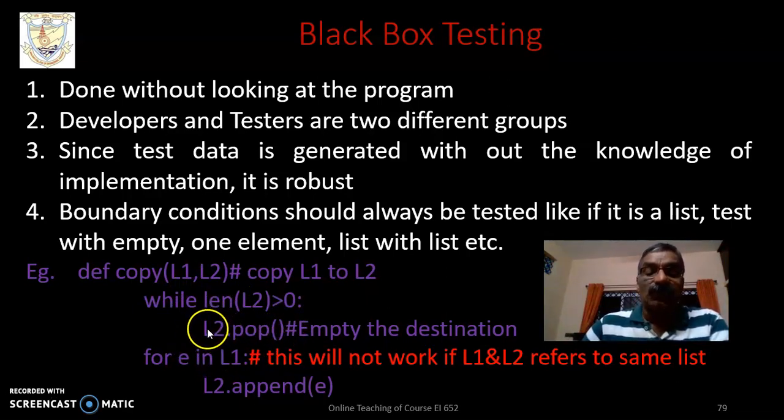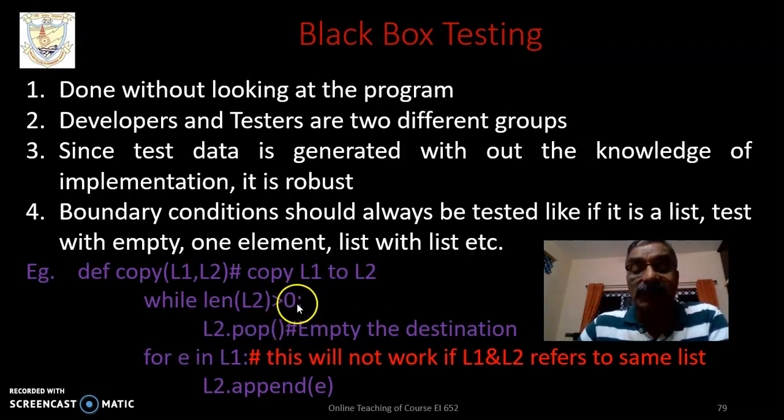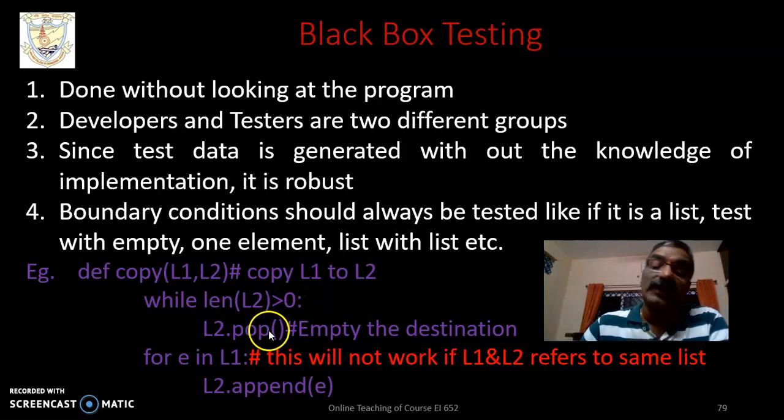Otherwise it will enter inside the loop. You see here, first what I am doing is L2.pop. If there is any element present inside the destination list, take it out. Pop, the built-in function pop, is used for the purpose of emptying a list. If any element is present at the destination, you empty it, so that from list L1, I can put contents onto L2.